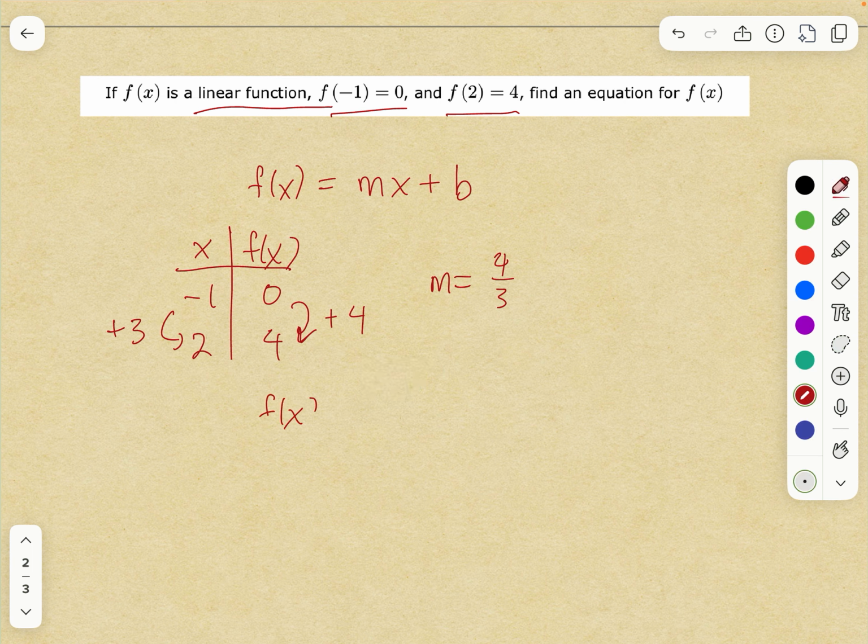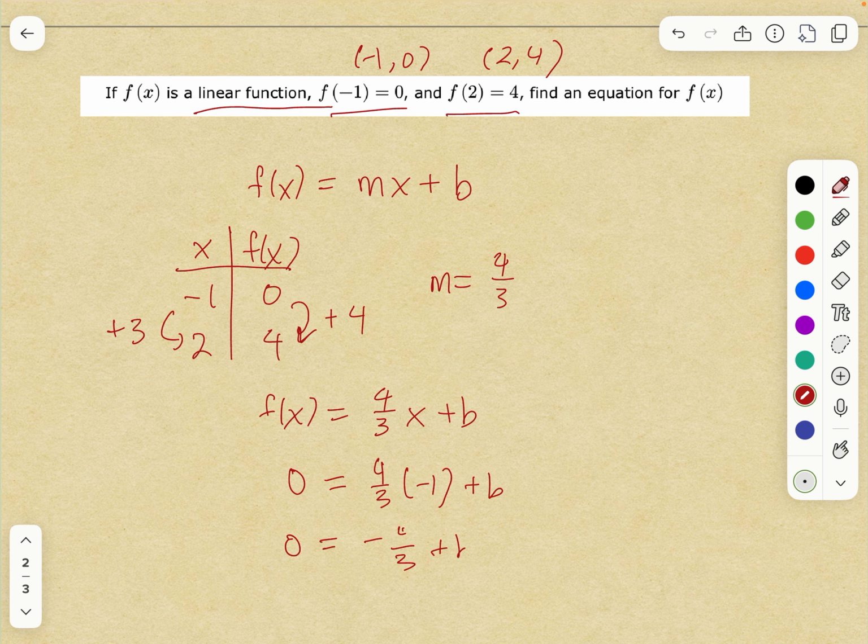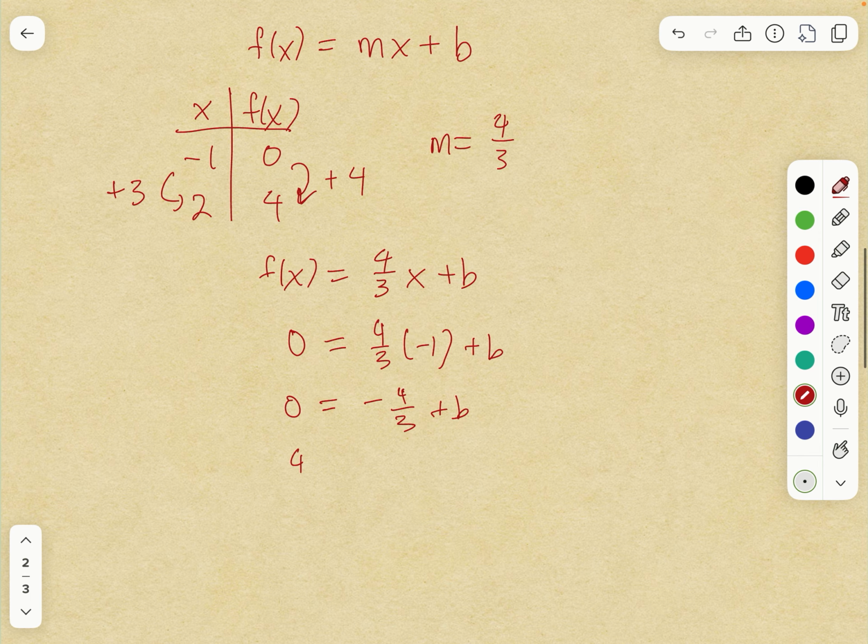So f of x is 4/3 x plus b. Now to solve for b, you can just plug in one of the points on the line. So we know that (-1, 0) is on the line, and (2, 4) is on the line. So if you plug in, say, x equals -1, you should get f of x is 0. So 0 is 4/3 times -1 plus b. So 0 is -4/3 plus b. Add 4/3 to both sides, you get 4/3 equals b. So the function is 4/3 x plus 4/3.